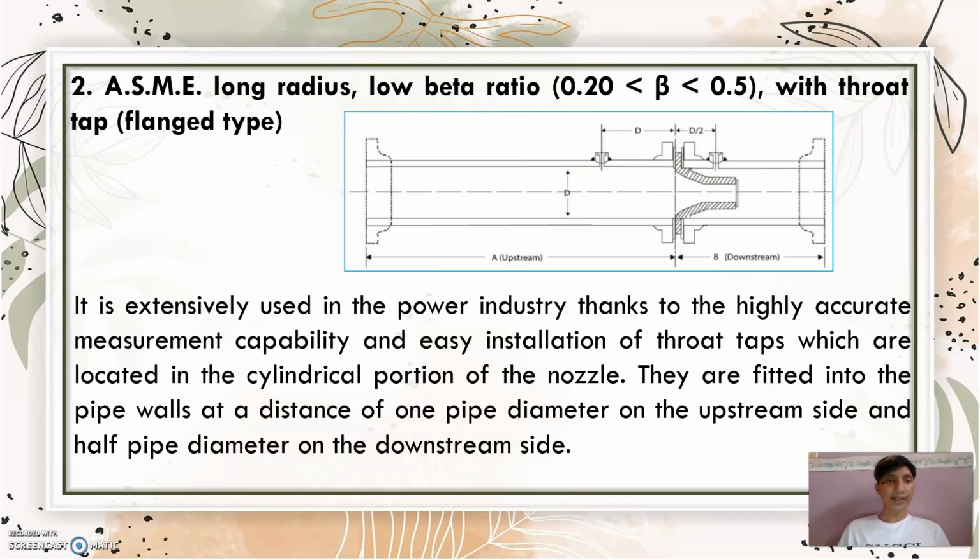Number 2, ASME long radius low beta ratio 0.20 to 0.5 with throat taps, flange type. It is extensively used in the power industry thanks to the highly accurate measurement capability and easy installation. The throat taps are located in the cylindrical portion of the nozzle. They are fitted into the pipe walls at a distance of one pipe diameter on the upstream side and a half pipe diameter on the downstream side.